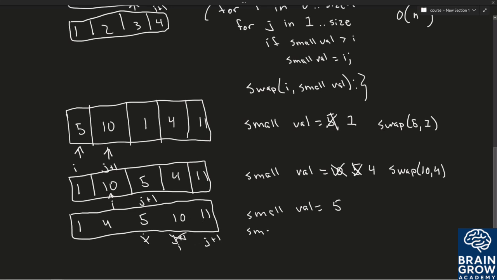In this case, our small val is equal to 10. Is 10 greater than 11? No. We now hit the end of the array. So we know for sure that our array is now sorted. So now that is how selection sort works.